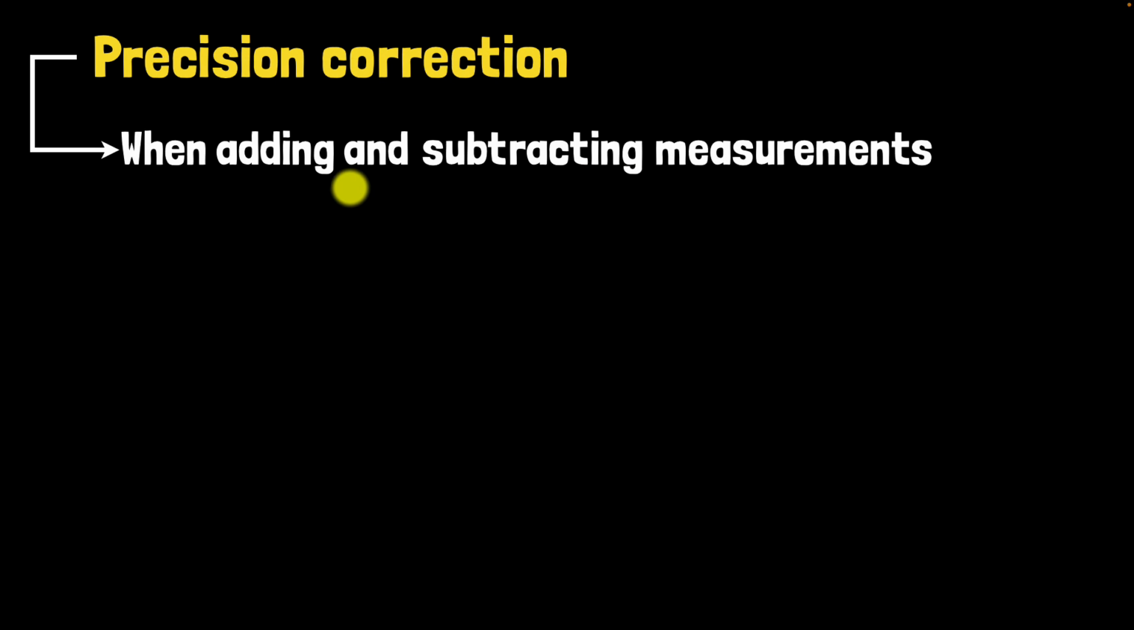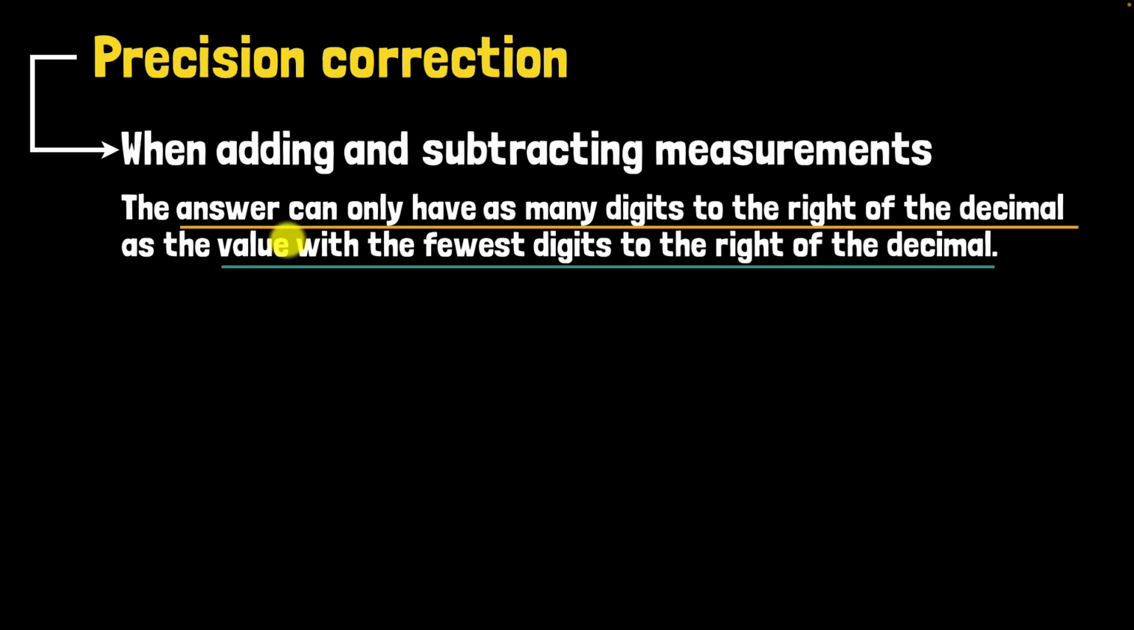Let's start with a quick recap. When we're doing addition and subtraction of measurements, how do we do precision correction? Well, the rule is that the answer can only have as many digits to the right of the decimal as the value with the fewest digits to the right of the decimal. We've talked a lot about that in our previous video, so if you want a refresher on that, feel free to go back and check that out.